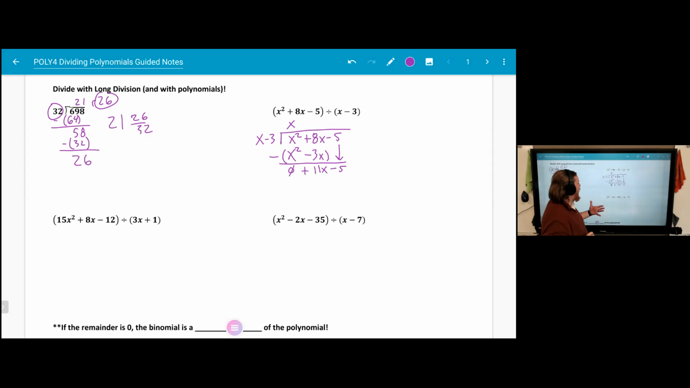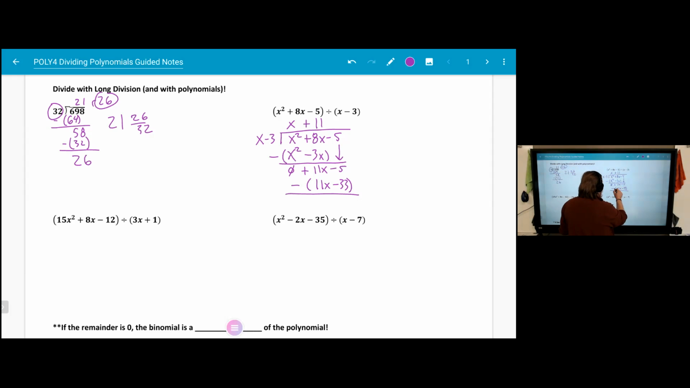And now I'm going to work like this. What times x, how can I get to 11x? Or how many times does x go into 11x? Well, it goes 11 times. So here I'm going to subtract again. What am I going to be subtracting? Well, 11 times x is 11x. And 11 times -3 is -33. Do our subtraction again.